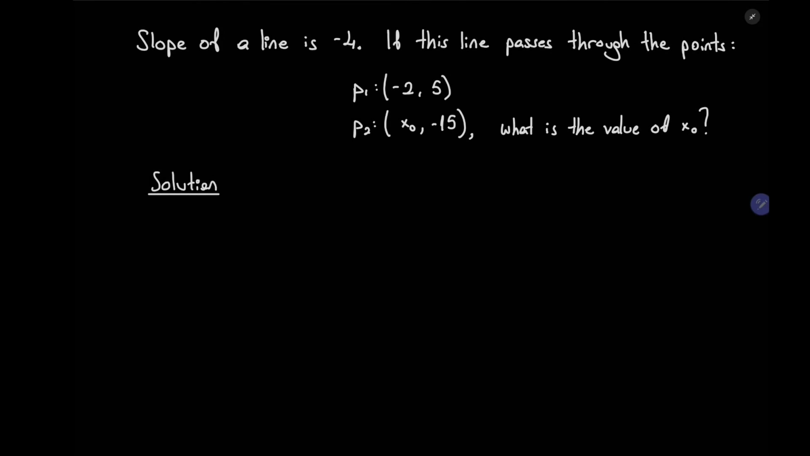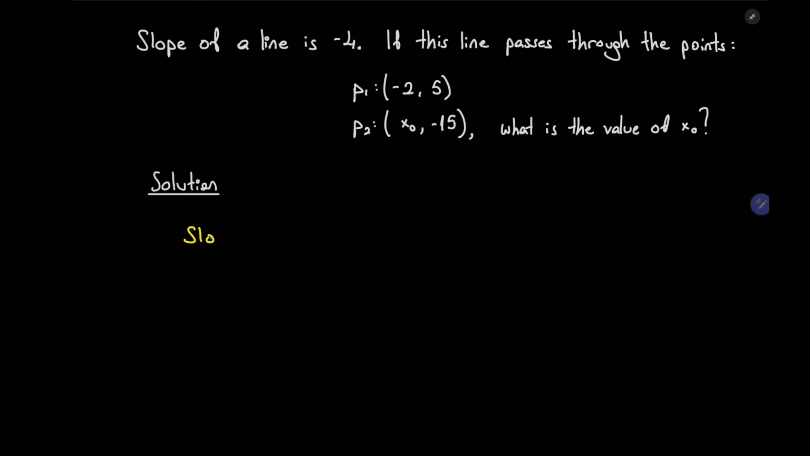Now let's move on to this question. In this question, we are given the slope of the line. It is minus 4. And this line passes through the points P1 and P2. We are asked the x value of the P2 point. Again, I'm going to use the slope equation, slope formula.